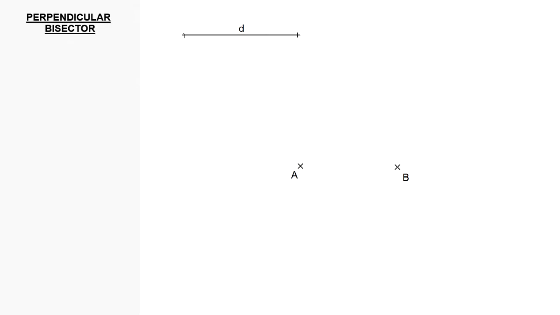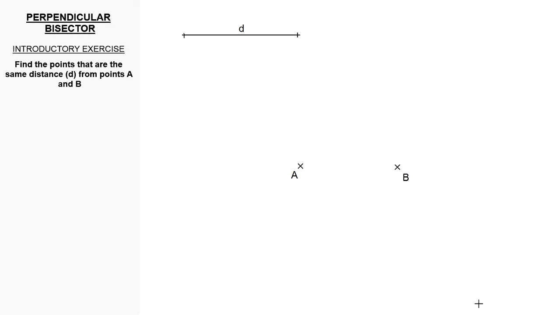In this video we're going to see what a perpendicular bisector is, and we're going to see how to draw it and its properties as well. But before that, we're going to see this introductory exercise where we're going to find those points that are at the same time at the same distance from points A and B.